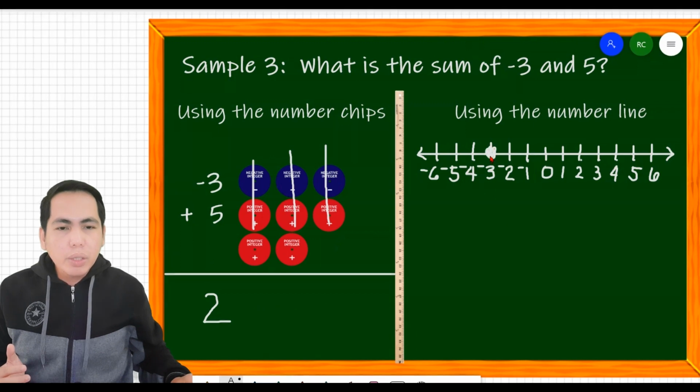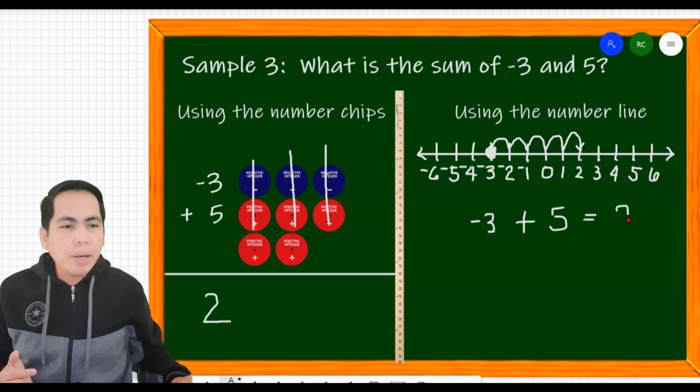And then we are going to add positive 5, or we are going to move 5 steps or 5 terms towards the positive direction. So, 1, 2, 3, 4, and 5. So, therefore, the sum of negative 3 and positive 5 will give us positive 2.